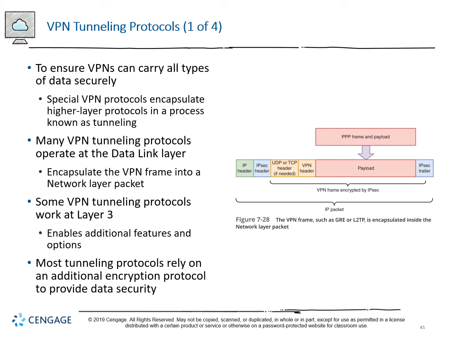To ensure VPNs can carry all types of data securely, there are special VPN protocols that encapsulate higher layer protocols, known as tunneling. Many VPN tunneling protocols operate at layer 2 and encapsulate the VPN frame into a standard network layer packet. Some VPN tunnels actually work at layer 3. This gives us some additional features, but the important part is that the payload that is then opened up is not the same as the payload would be in a standard non-VPN frame. Most tunneling protocols rely on an additional encryption protocol to provide data security.